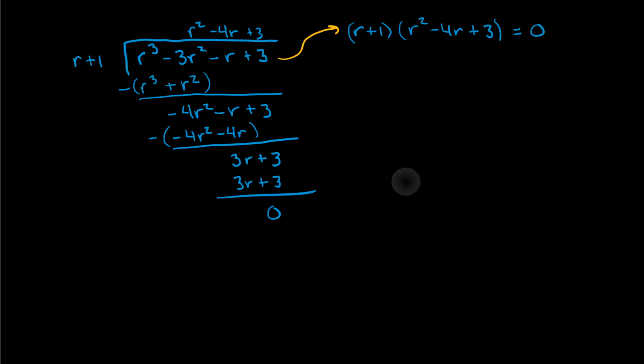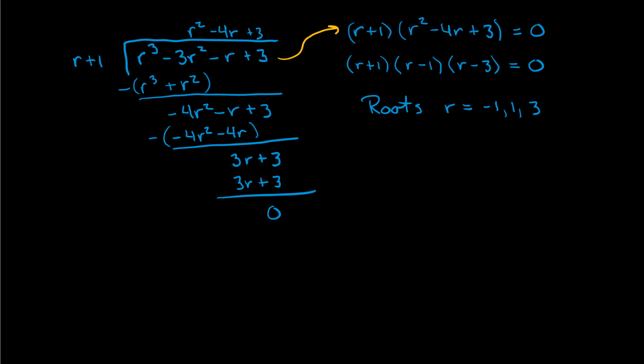Is there some way to factor this second portion? Well, in fact, there is. The second part will factor, and we'll have r plus 1 times r minus 1 times r minus 3 equals 0. This gives us now 3 roots. Our roots are going to be r equals negative 1, positive 1, and 3.